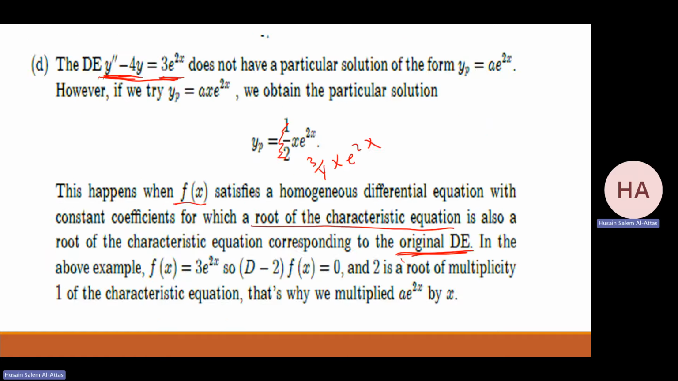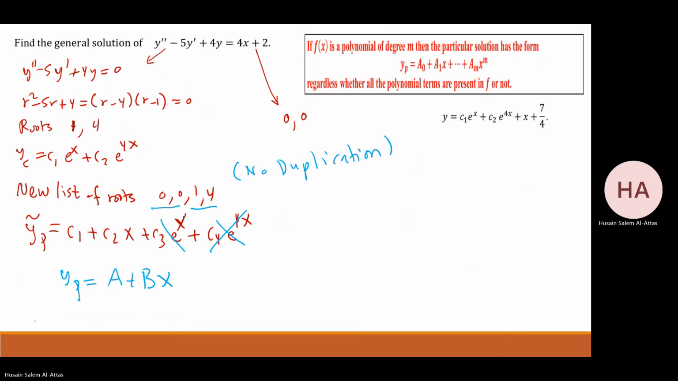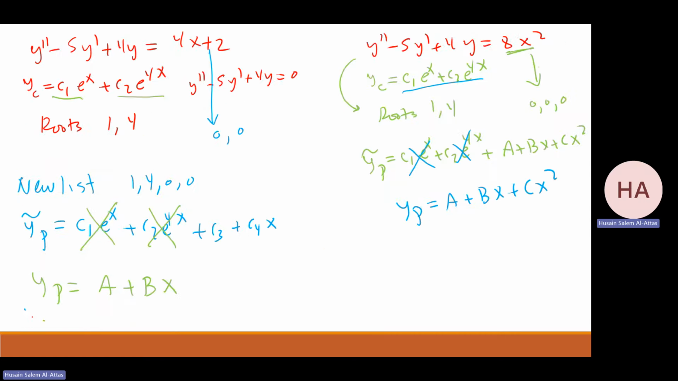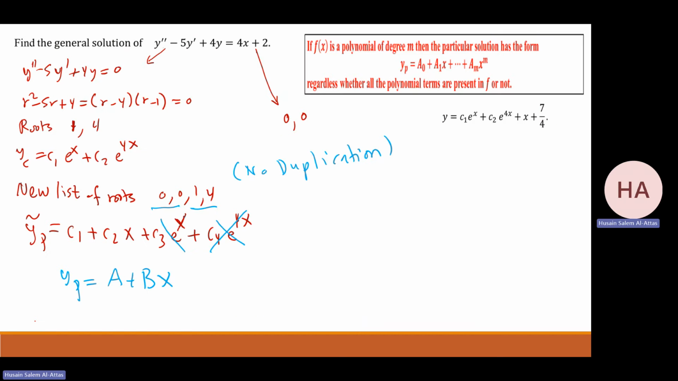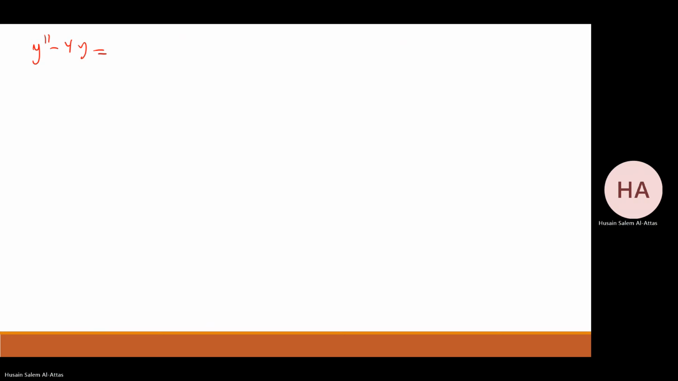Now we'll go to the next one. y double prime minus 4y equals 2e to the power 3x. I'm not sure, let me bring the same thing. That will not make a difference, but just to be sure, I have the same problem. What are the roots here? I have r squared minus 4, so minus 2 and 2. yc, c1.